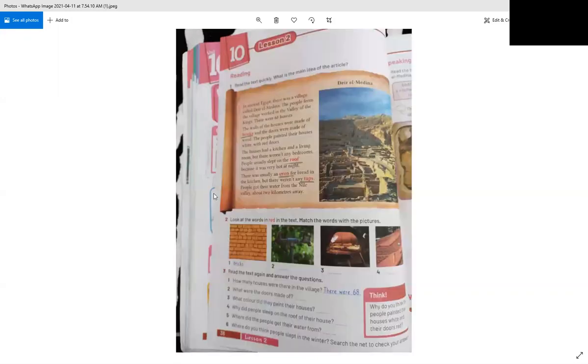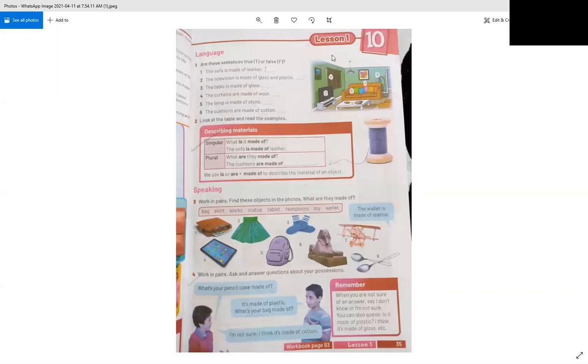Now let's turn to the other page here. Let's look at the picture here and answer these questions. Are these sentences true or false? The sofa is made of leather. That's true. The television is made of glass and plastic. That's true. Number three, the table is made of glass. Wrong, because the table is made of wood.